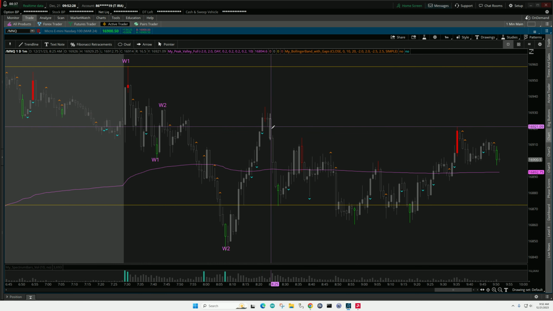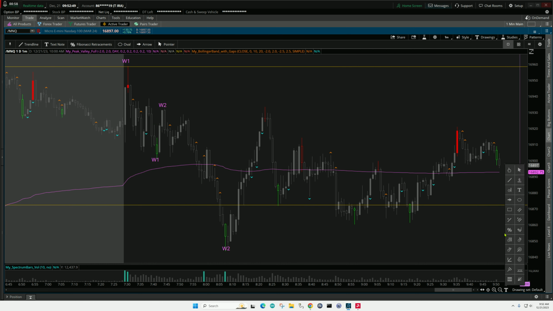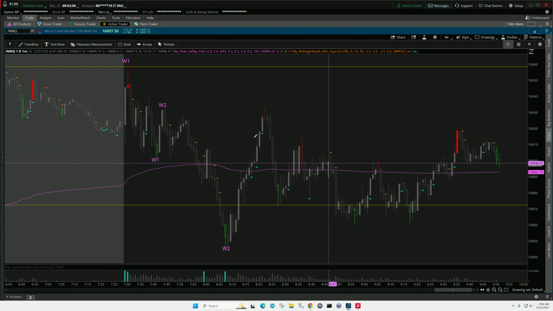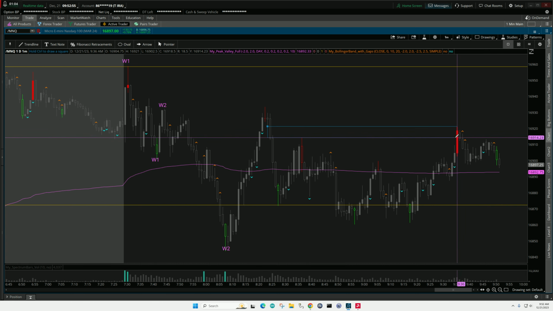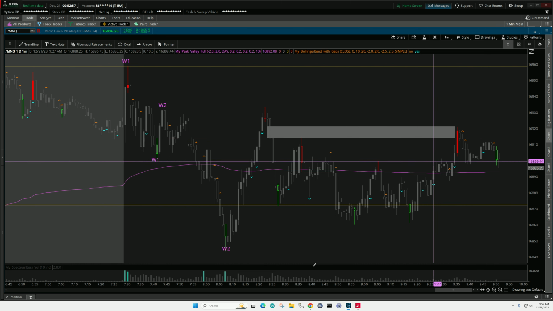And then there's some poor structure that gets created in here all the way down. This is all poor structure. And then price comes back up, but doesn't retrace this remaining poor structure. So I'm saying from the bottom of this tail right here to the top of this wick is poor structure. Draw a rectangle in there. And we'll line it like this.